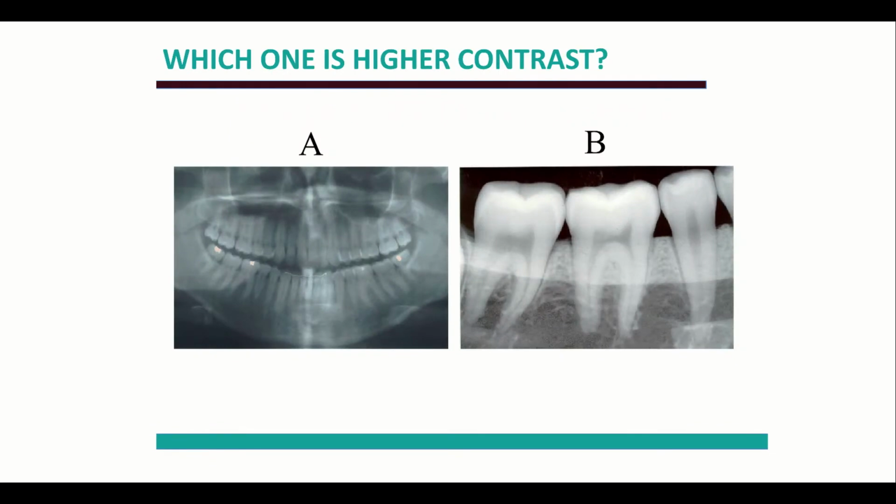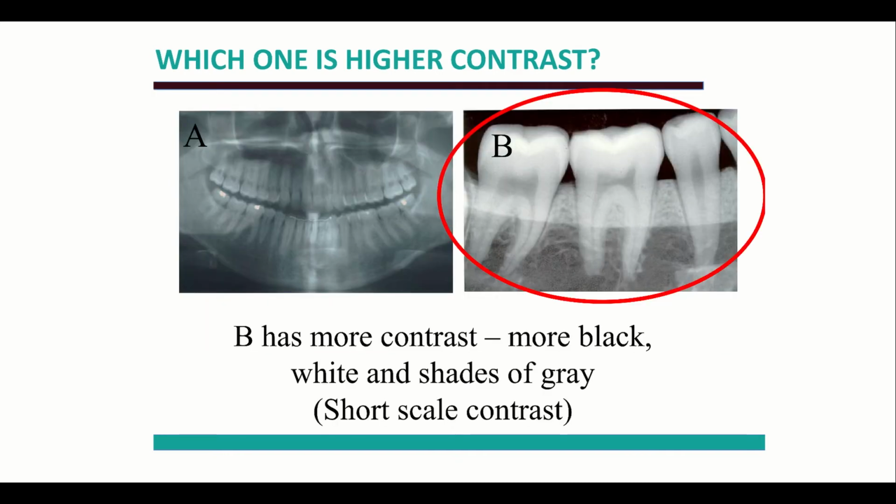All right, so let's take a couple of pictures here and make sure we're understanding this. Which of these two pictures is showing higher contrast? Hopefully you said B here. This one is higher contrast, has more black, white, and some shades of gray. Again, don't worry about this short scale, you won't ever be tested on that. I shouldn't have included it.